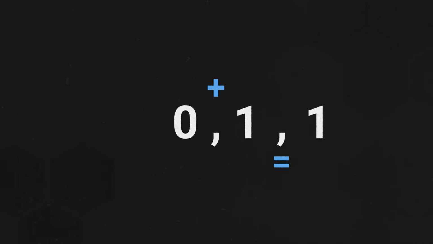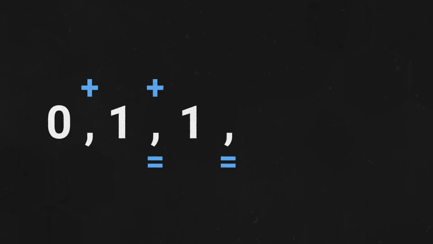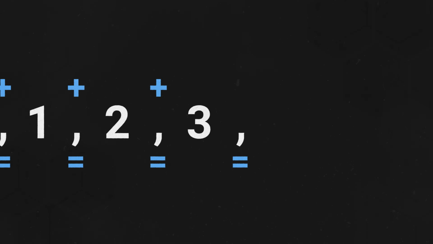It's a set of numbers following the formula that each number in the sequence is equal to the sum of the two numbers before it. It starts with 0 and 1. 0 plus 1 equals 1. That's the third number. 1 plus 1 equals 2. 2 plus 1 equals 3. 3 plus 2 equals 5, and so on.